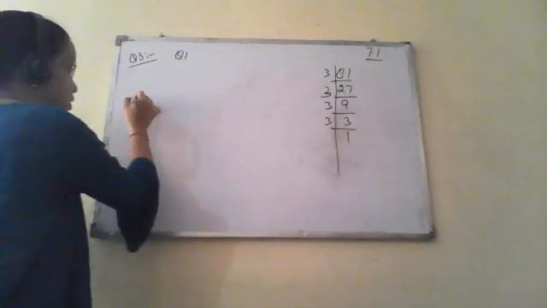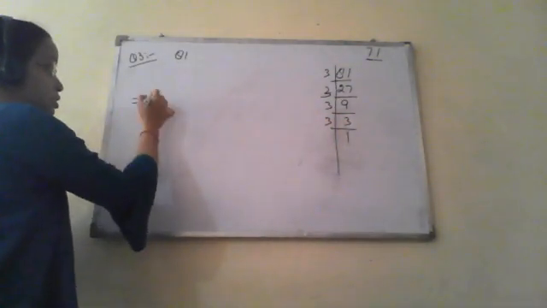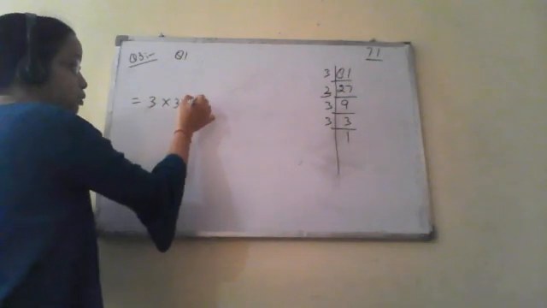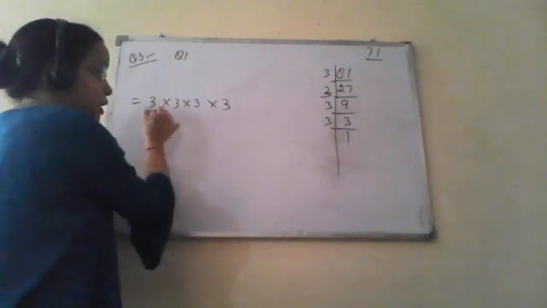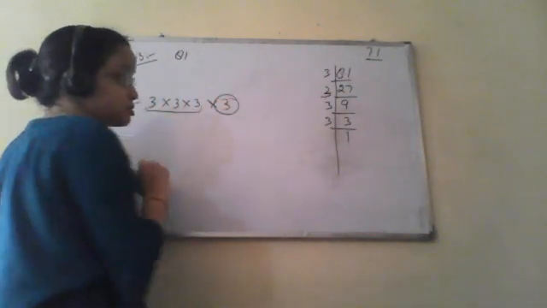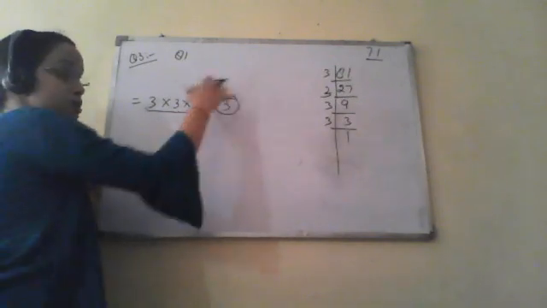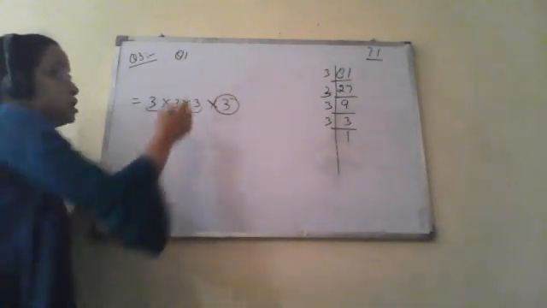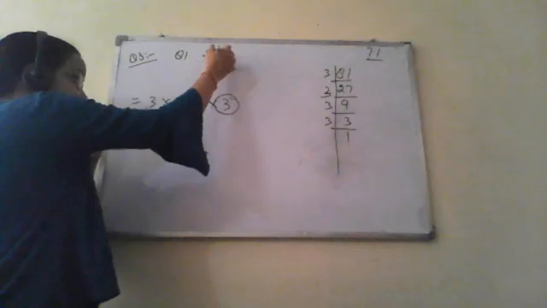So 81 is written as 3 into 3 into 3 into 3. So the triplet is complete. Only one 3 is extra. If we remove this 3, the resulting number will be a perfect cube. Therefore we have to divide 81 by 3.